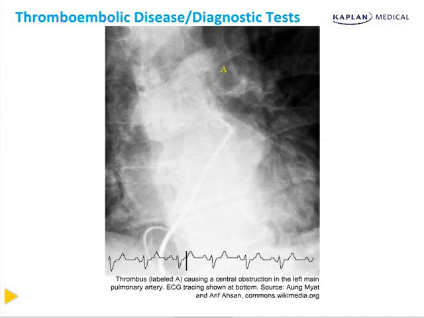Here's an example of pulmonary angiography. As you can see, there's a severe filling defect in the left main pulmonary artery.